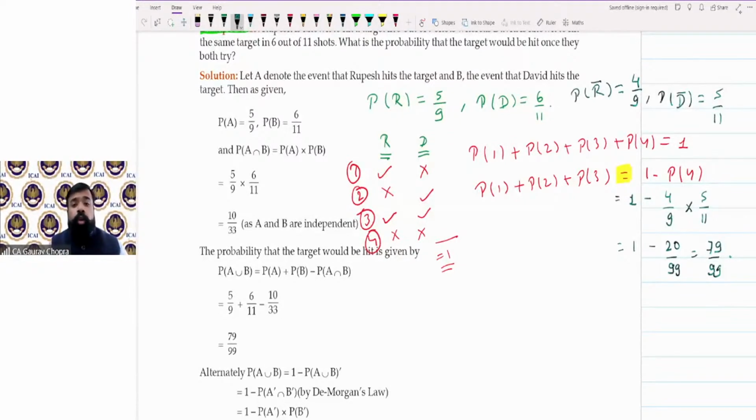Overall, for explanation purposes, we have done the explanation in detail. Otherwise, you have to do only this portion and you will get the answer. So it's very easy to solve, very easy to get the answer.